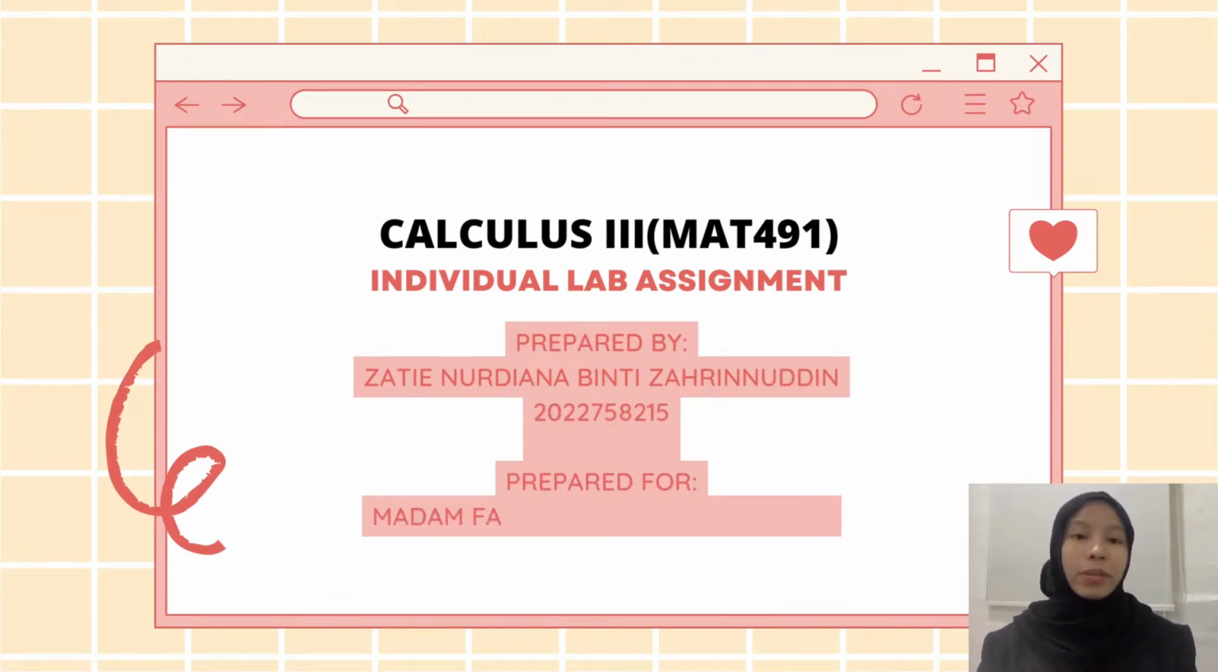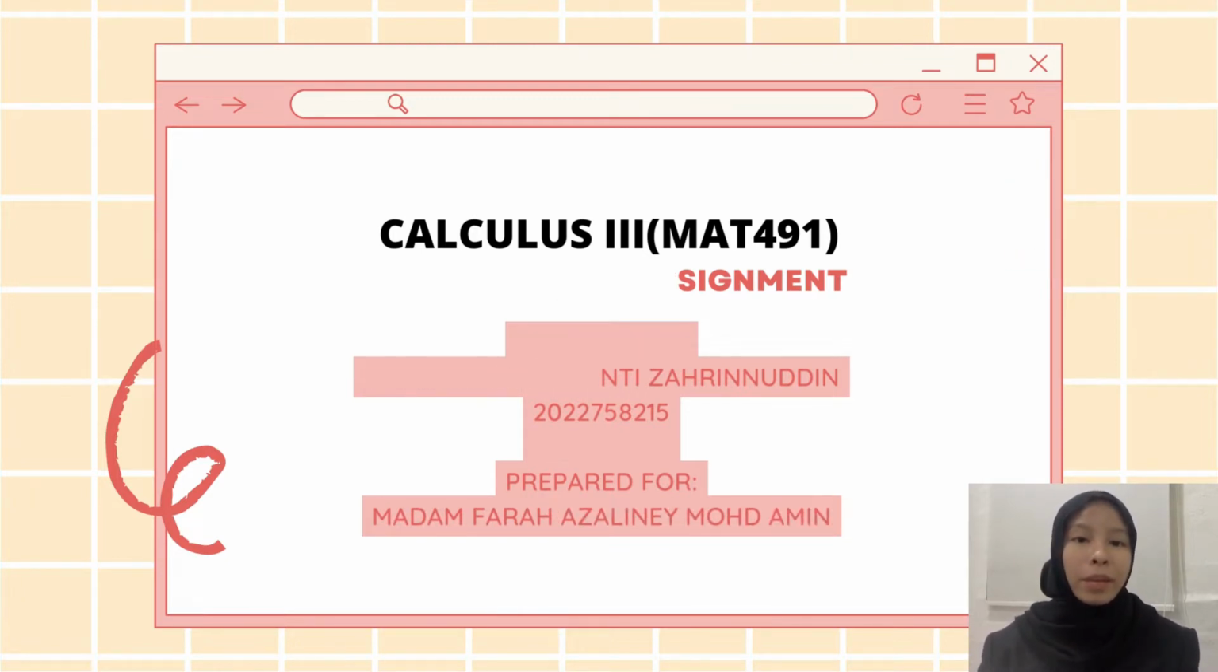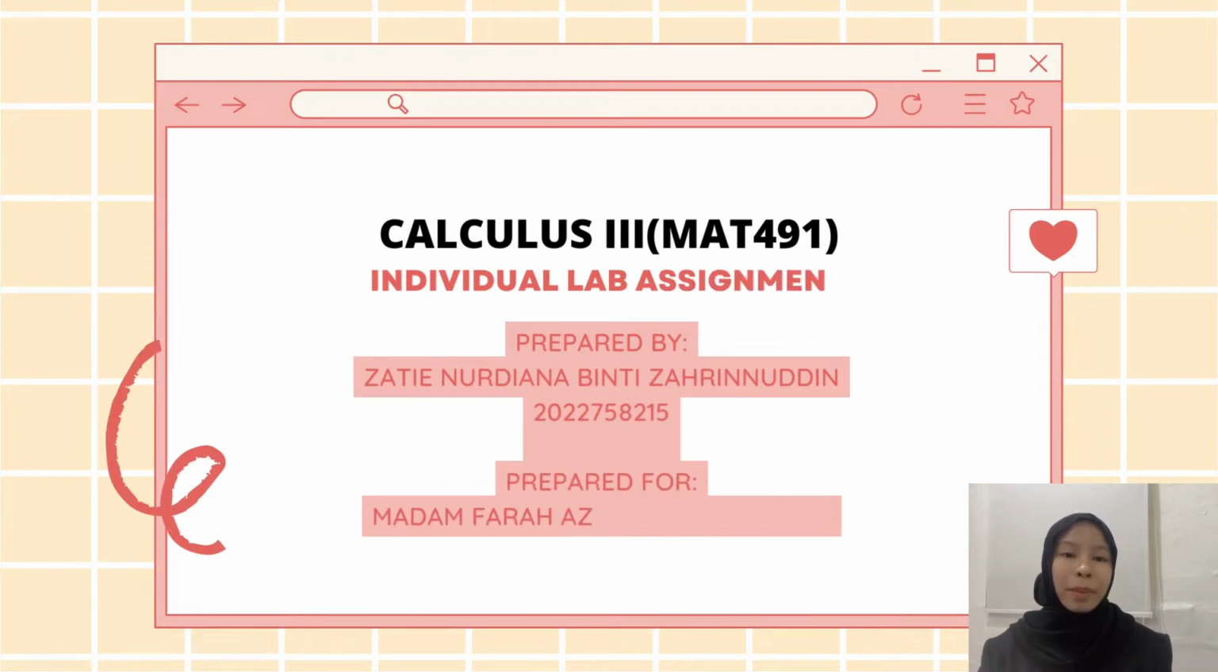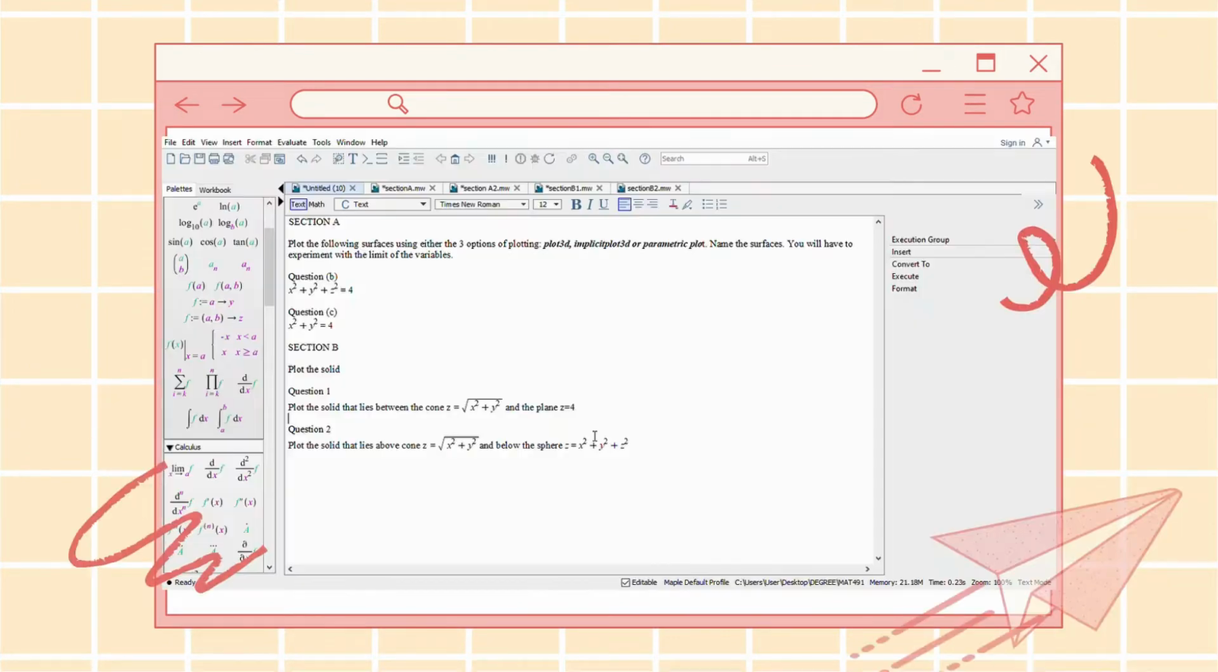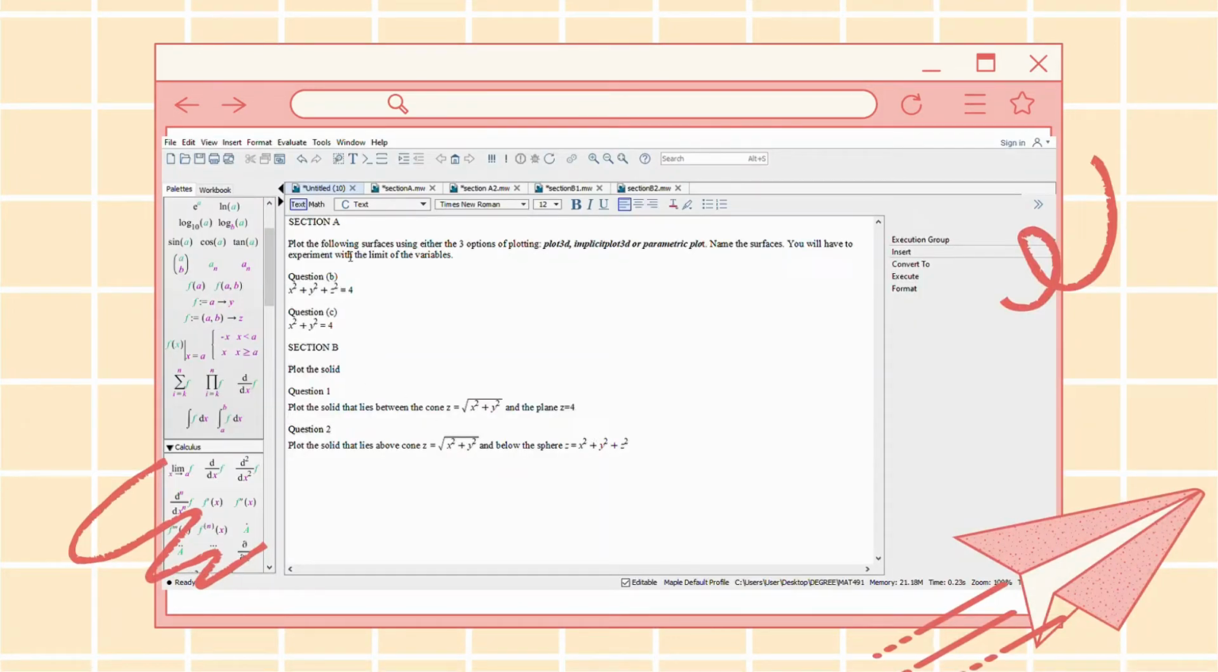2022-75815. So for today, I'm going to explain and demonstrate my individual assignment using MAT491 2022. Section A: plot the following surface using either three options of plotting: plot 3D, implicit plot 3D, or parametric plot. Name the surface and experiment with the limit of the variables. For Section A, I'm choosing question B and question C.